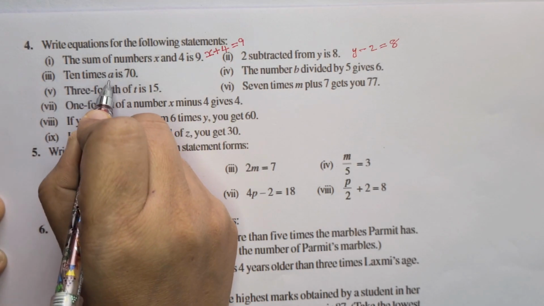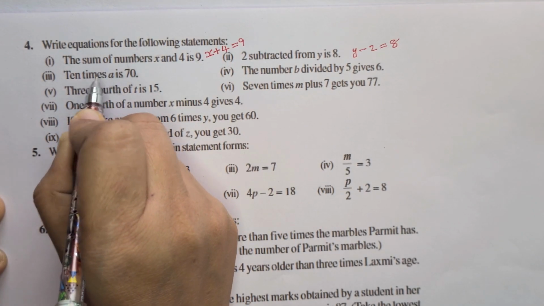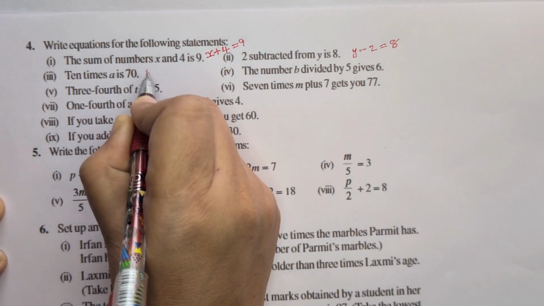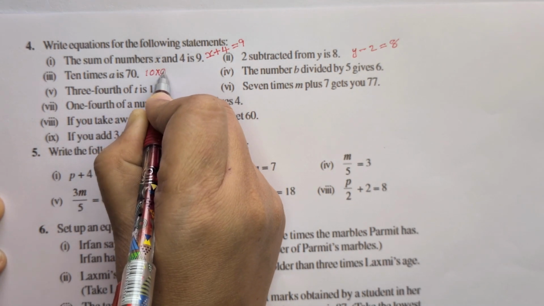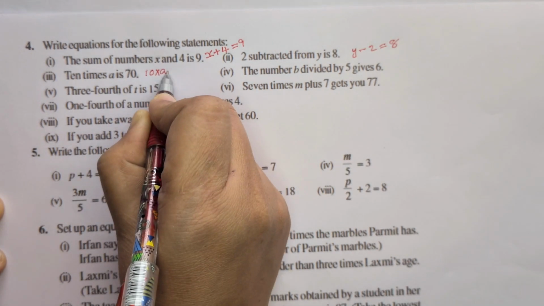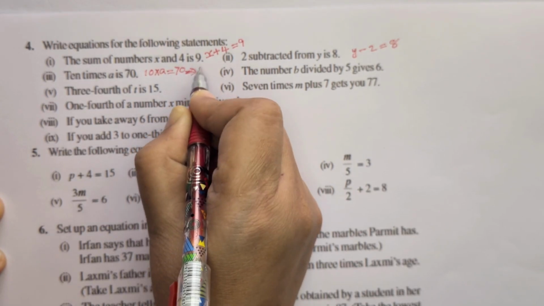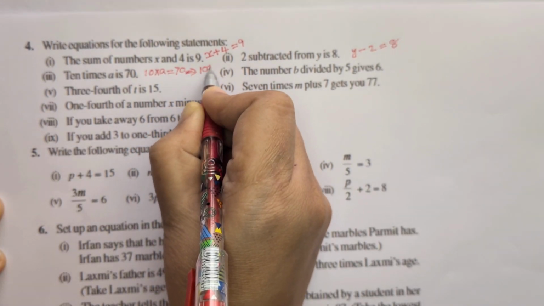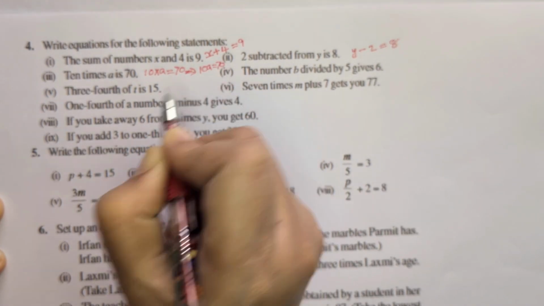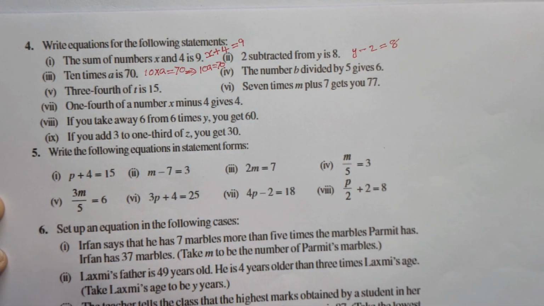Here 10 times a, a is a variable. 10 times, that means 10 into a. 10 times a is 70. That we can write as 10a is equal to 70.